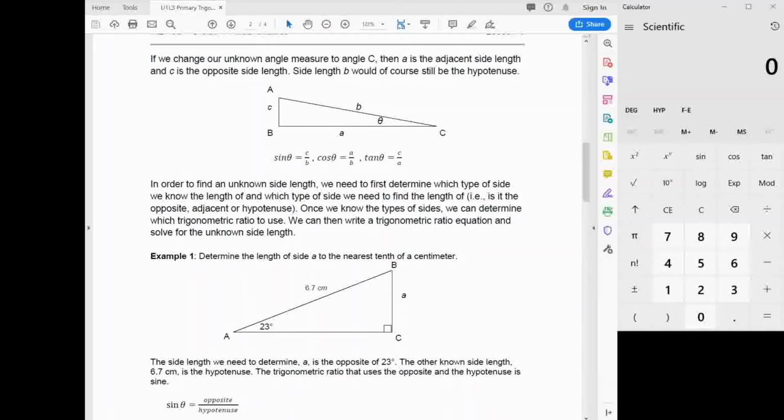So in order to find an unknown side length, what we first need to do is determine which type of side we know the length of, and which type of side we need to find the length of. So we're trying to determine, do we have the opposite, adjacent, or hypotenuse, and do we need to find the opposite, adjacent, or hypotenuse? That's our first step when we have a right angle triangle and we're trying to find an unknown side. Once we know the types of sides, we can then determine which trigonometric ratio to use, and then write a trigonometric ratio equation and solve for the unknown side length.